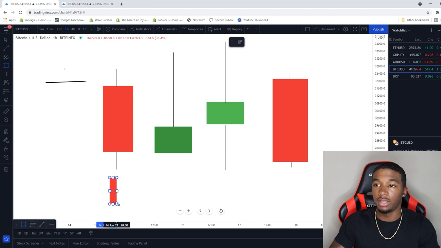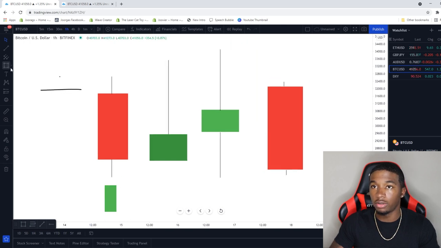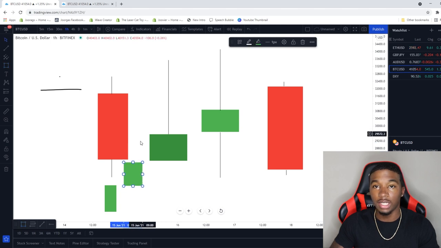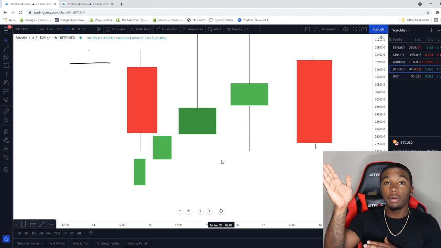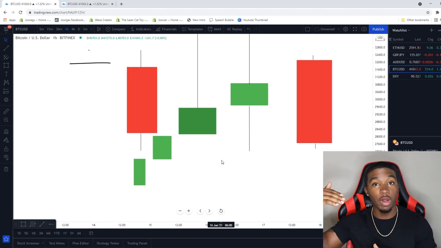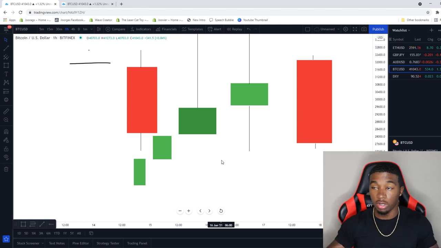Okay, let's just imagine this is green. Actually, let me just make it green real quick. So this is green. We have one green candlestick right here. We have another green candlestick right here. I see a whole bunch of green candlesticks going up. That means it's on an uptrend, right? Because going up, the trend is up. If it's a lot of red candlesticks going down, the trend is down.